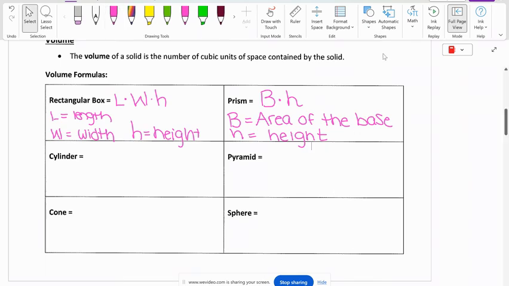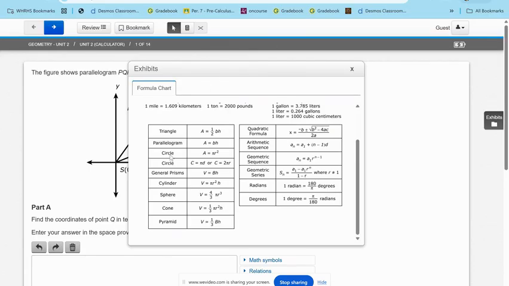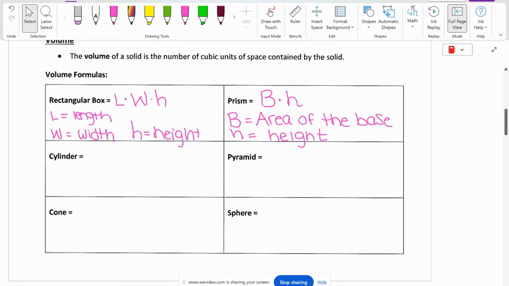Okay, now I'm going to show you for cylinder. It's written differently on the formula sheet, but I'm going to explain to you how it's the same as a prism. So for the formula sheet, the cylinder says pi r squared times h. What I'm going to say to make it the same as a prism is capital B times h, which is really the same formula as the formula sheet.